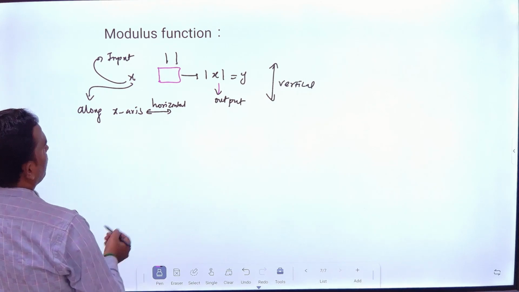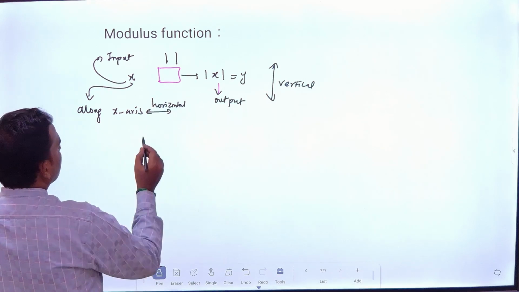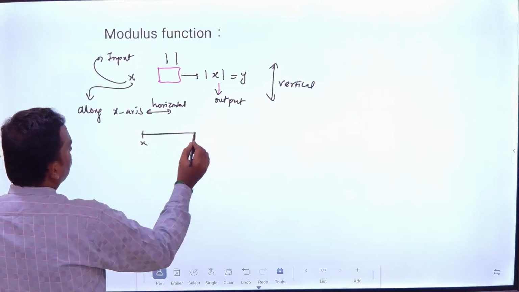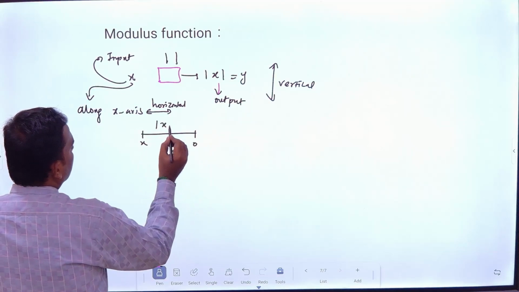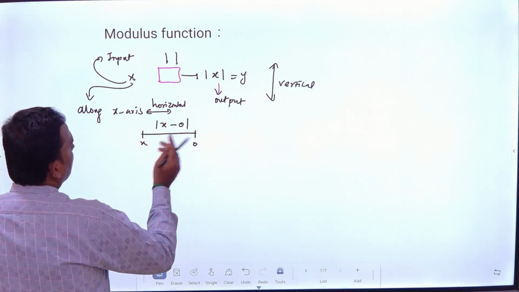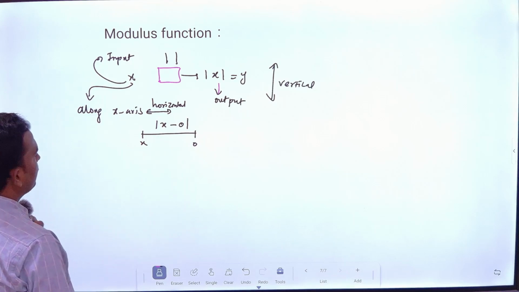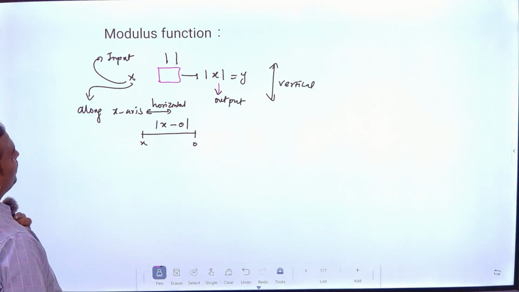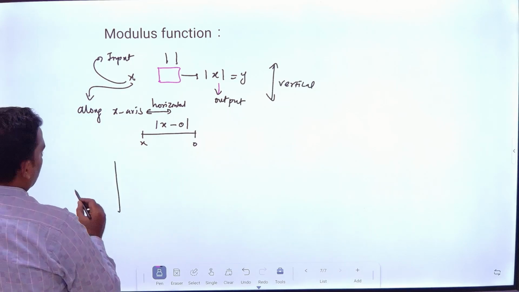So mod x means the distance from x to the origin, the distance between the two points x and 0. So how to draw the graph actually?